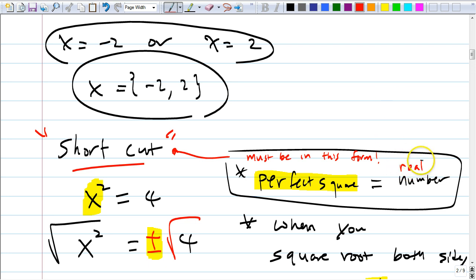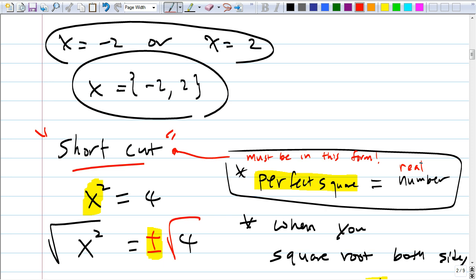What do I mean by real number? Any number on a number line. Any real number. Okay, so if you have a perfect square equal to a real number, you could use this shortcut. What if you don't have this form? Can you use this shortcut? No. Okay. So it only works for this sort of simple ones where you have a perfect square, like x squared equals some number, like this time it was 4. It could be any number you like.